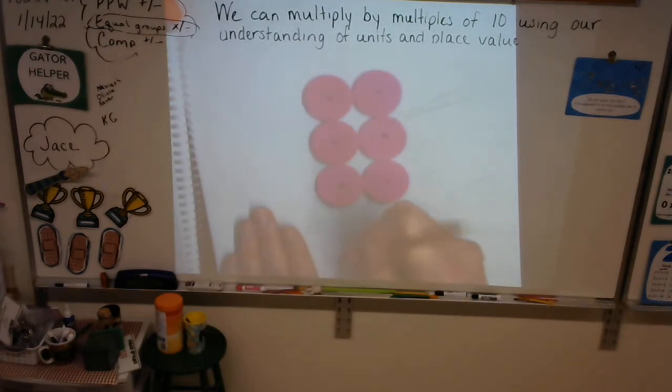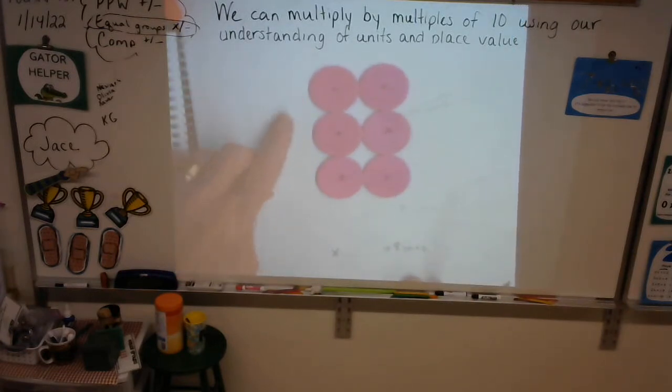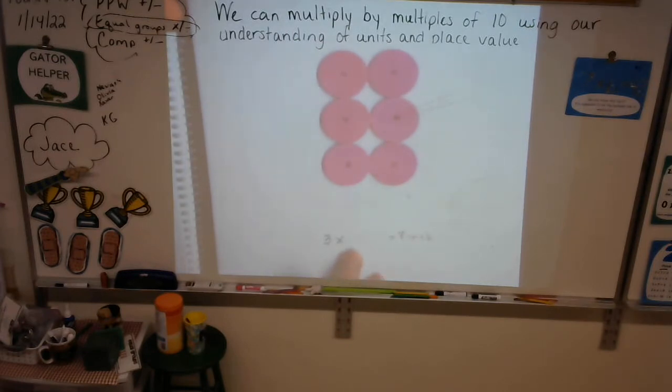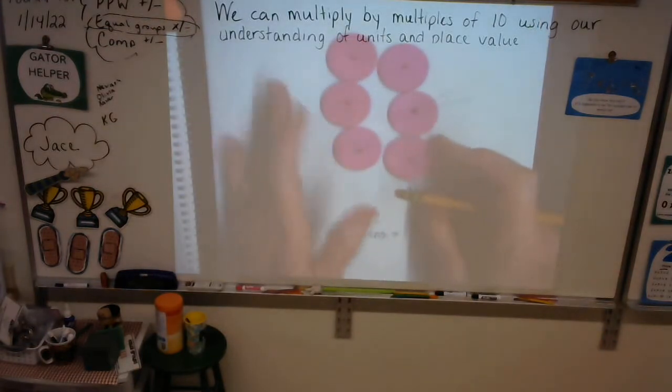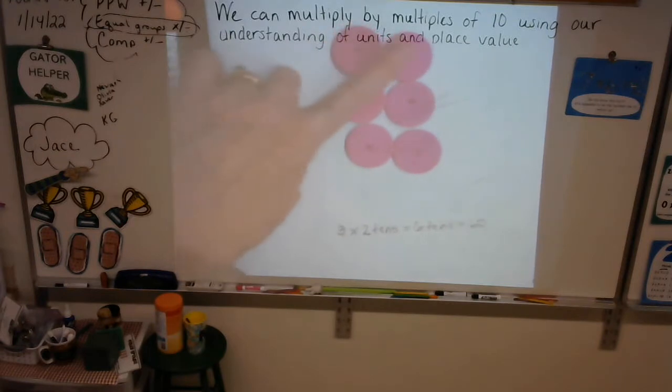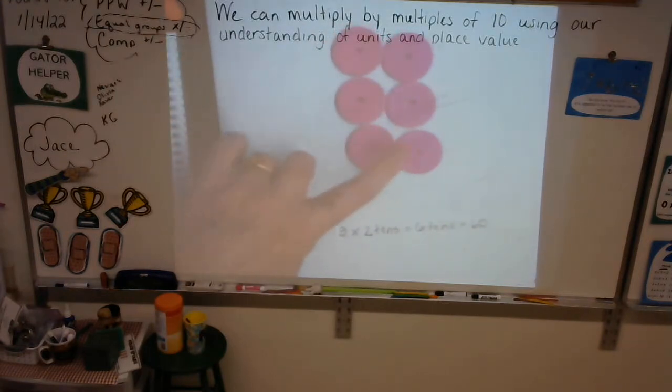It all goes back to our basics of arrays. Well, we have 3 rows, right? 1, 2, 3. So that's our first factor. We have 2 in each row, but now they're no longer ones. What are they? 10. They're 10. So we would write 3 times 2 tens equals 6 tens. And then, boys and girls, what is 6 tens? 6 tens equals 60. Count them. 10, 20, 30, 40, 50, 60.